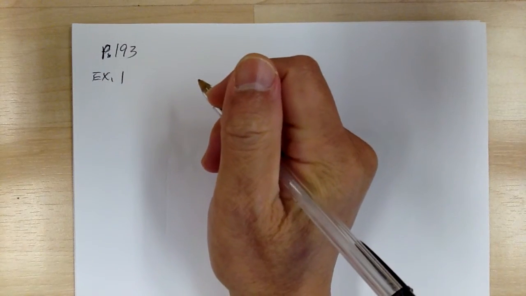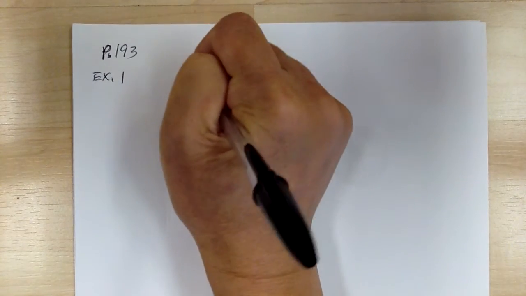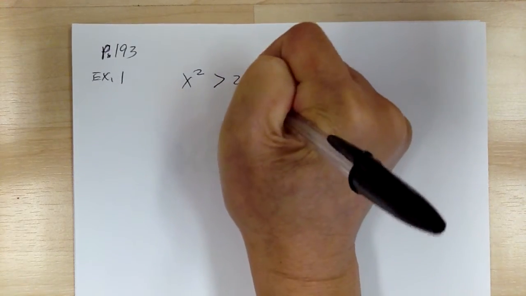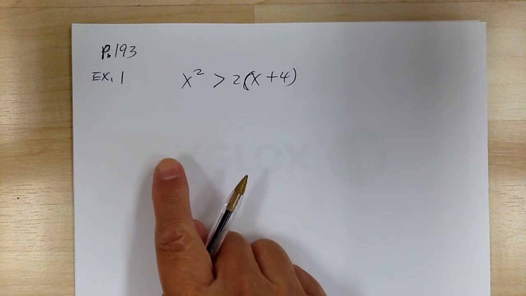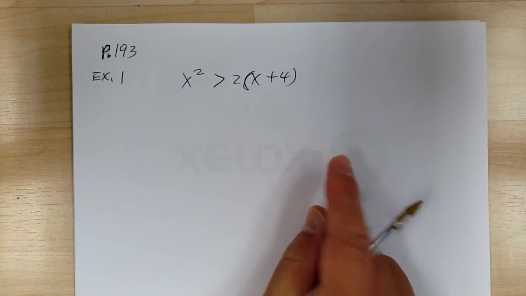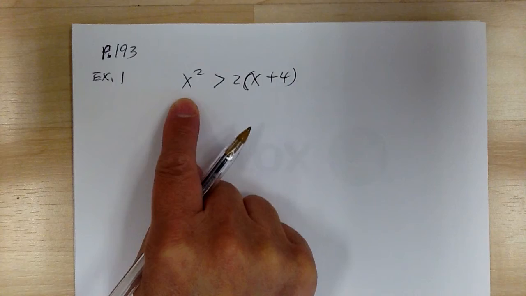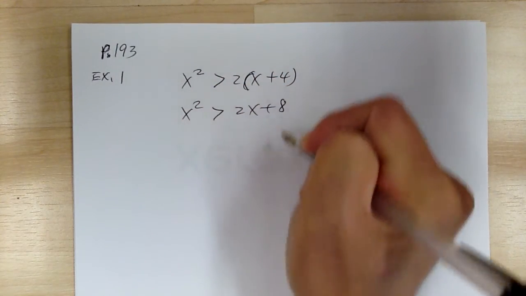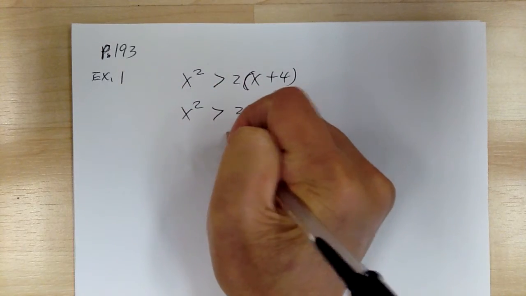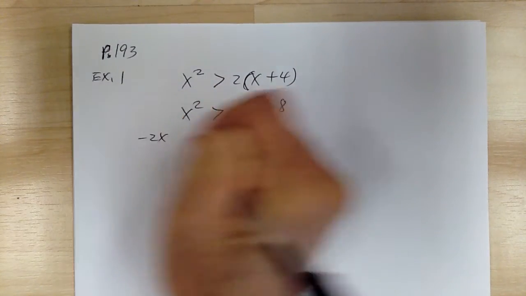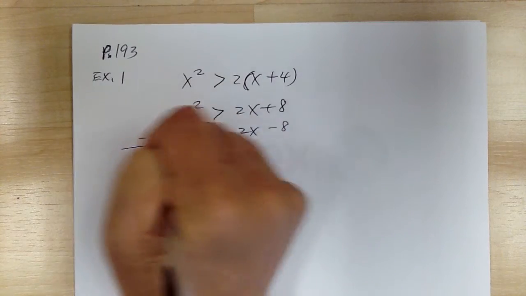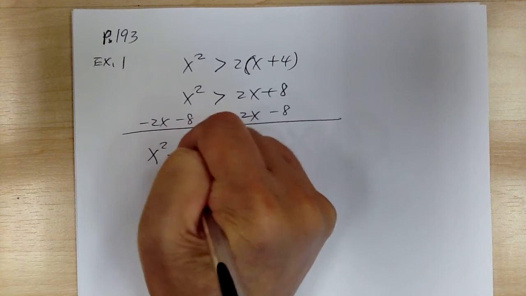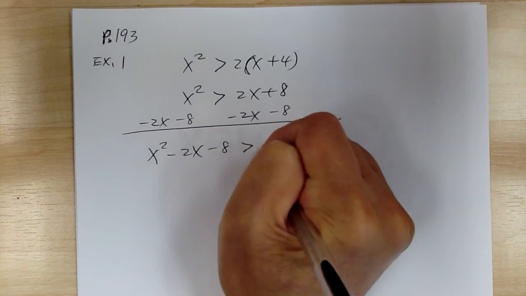It says find and graph the solution set of x squared is greater than 2 times x plus 4. What you need to do first is make the right hand side equal to 0 so you can do the factoring, because whenever you have a square you have to do factoring. Multiply everything out, so you get 2x plus 8, and then move everything to the left hand side: minus 2x, minus 8. So you get x squared minus 2x minus 8 is greater than 0.